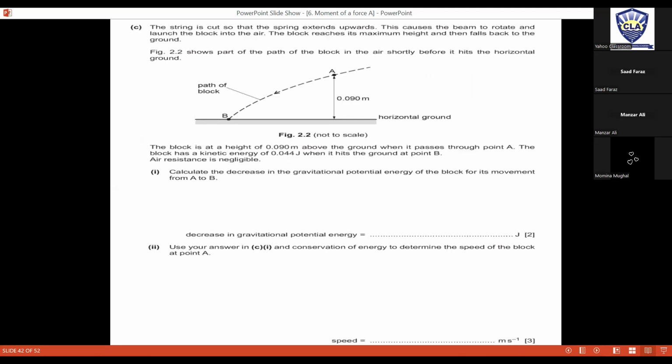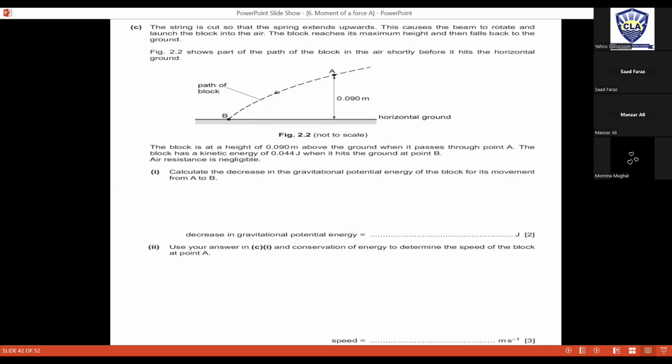Next part, they say that the string is cut so that the spring extends upwards. This causes the beam to rotate and launch the block into the air. The block reaches its maximum height and then falls back. Like a projectile motion, it is at a height of 0.09 at A and then it falls back to point B.